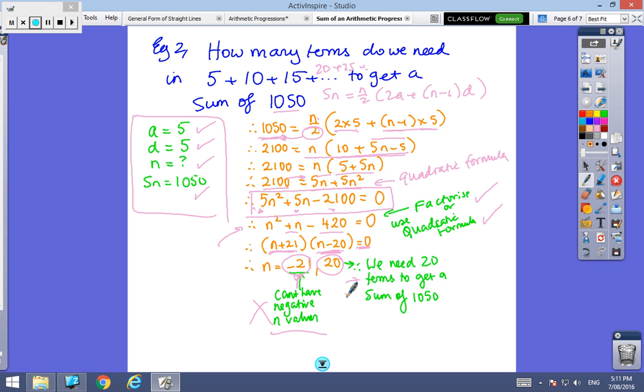If you need practice on factorising quadratics, I can dig out a worksheet, but otherwise you need to factorise or use the quadratic formula.